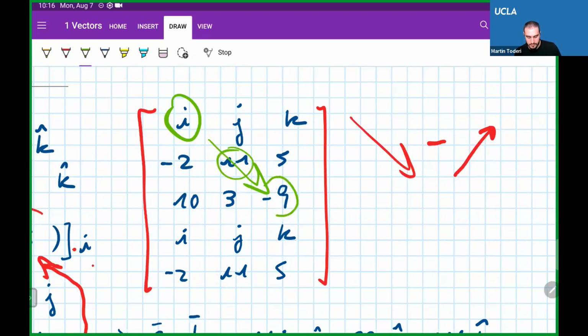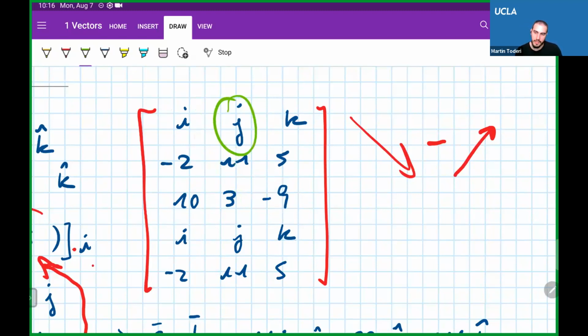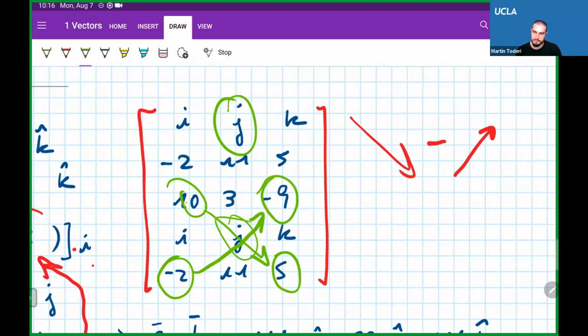So 11 multiplied by minus 9, minus the other diagonal, which is defined by I. So we have 3 by 5. That's another way to look at it. It's the same thing, it's just calculating the determinants, but it's a more compact way of looking at it. So that's for I. If we do, let's say J, if we want to calculate the Y component, then you're going to look at this J down here. So you're going to have this diagonal 10 by 5, and then the other diagonal minus 2 by minus 9.